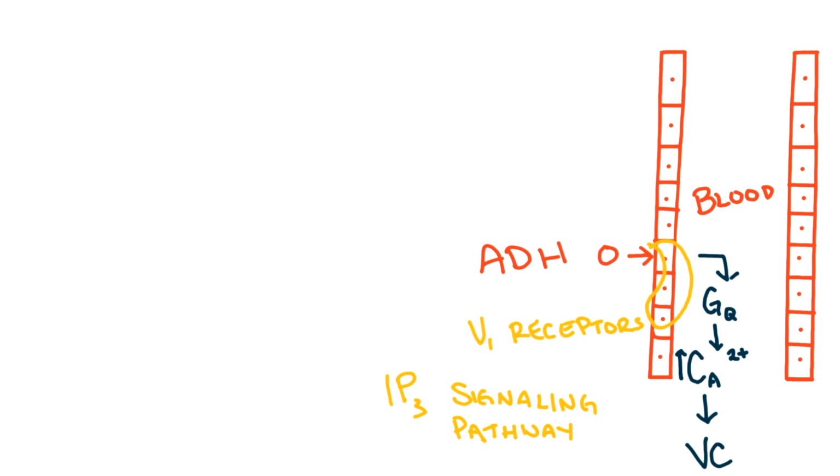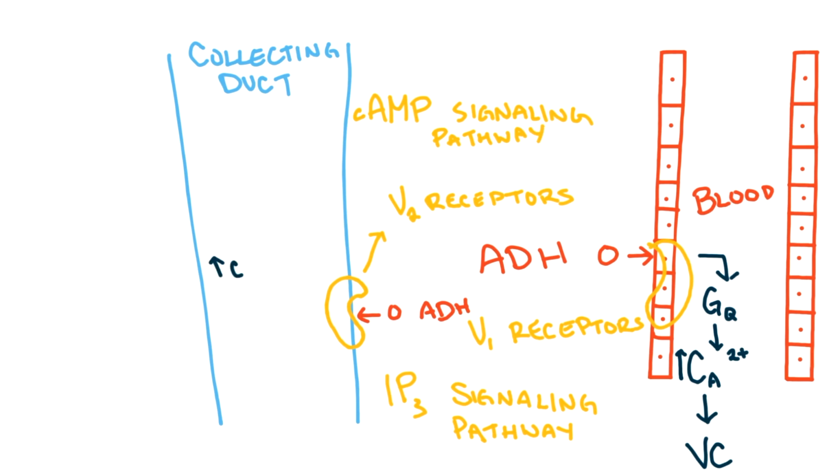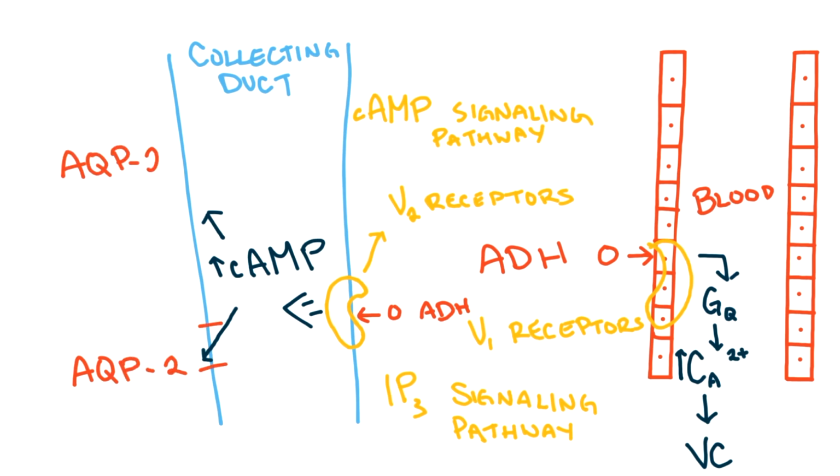The second and most important function of ADH is regulating the serum osmolality by increasing water permeability in the renal collecting ducts. This is achieved by binding to the V2 receptor and activating the cAMP signaling pathway, which increases cyclic AMP in the cytosol. This eventually leads to translocation of aquaporin channels, which move to the apical membrane of the principal cells, resulting in increased water reabsorption in the renal collecting ducts.